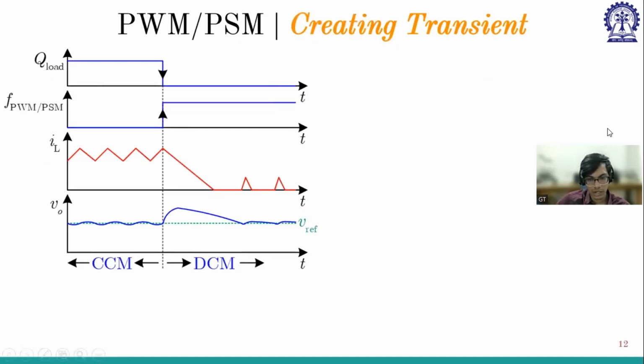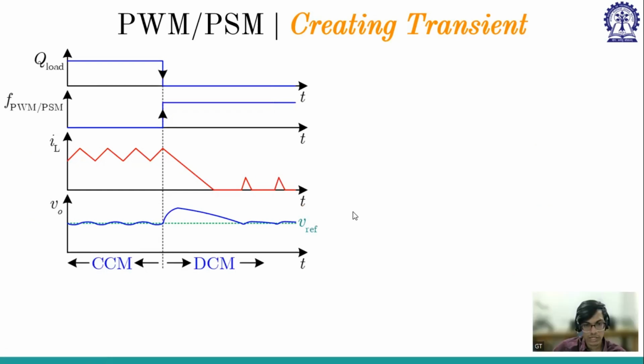And this is one important topic, which is creating a transient. When we are operating in PWM and going to PSM operation, the output current is high, and when we step down, we had seen that the output will face an overshoot, because the inductor current will not go to that value. So that extra current the capacitor will take, because of which there will be an increment in the output. Then, when the inductor current slowly settles, it will come back to the reference voltage.